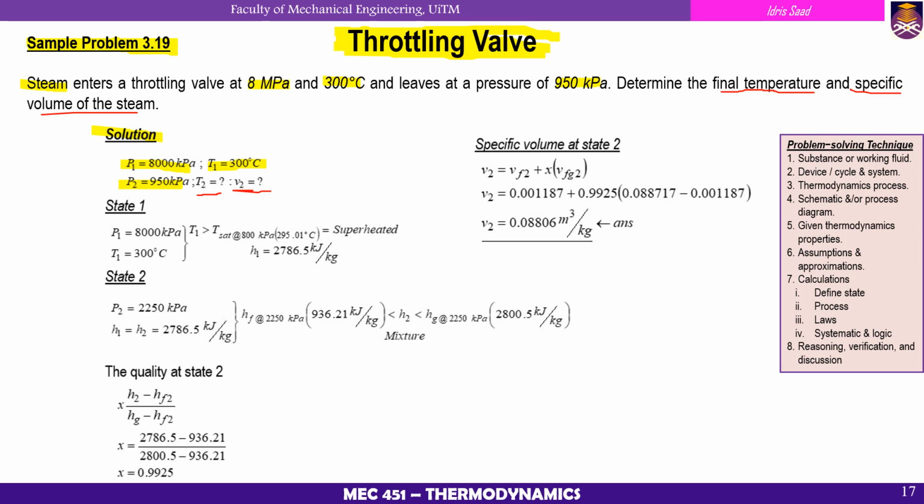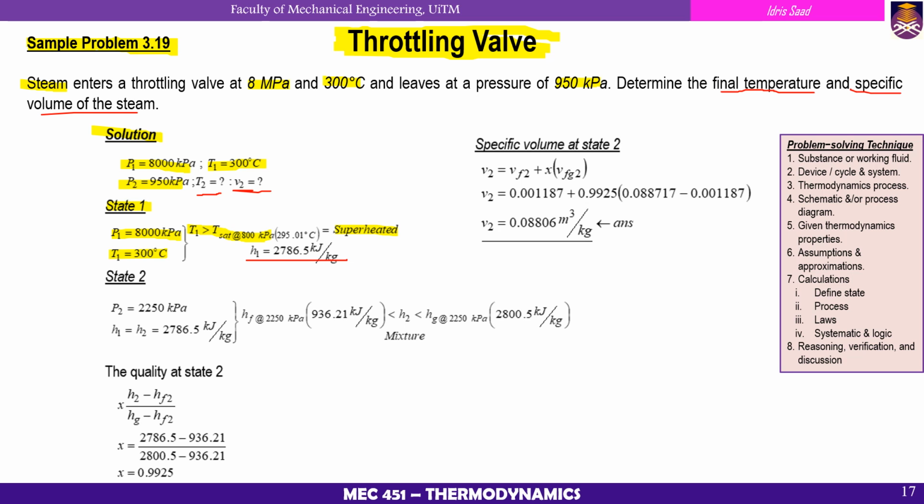So the first one, we define state number 1, P1 8,000 kilopascal, T1 300 degrees Celsius. When we check our data at table A4, we get that T1 is actually higher than T saturation at 800 kilopascal, which is equal to 295.01 degrees Celsius. Then state number 1 is in superheated region. So we can refer to table A6. Directly we can read the value of H1, 2786.5 kilojoule per kilogram. Okay, done state number 1.